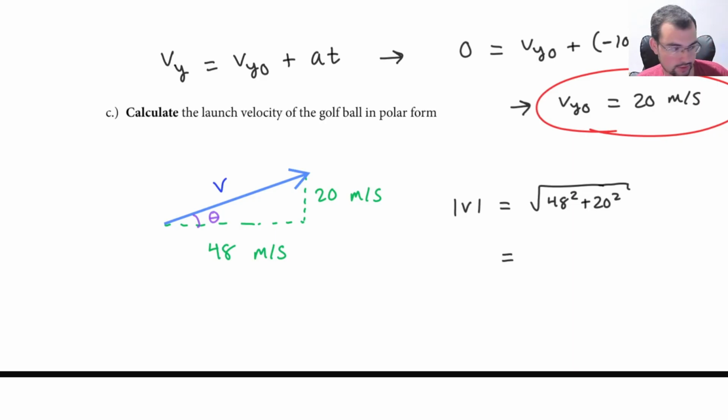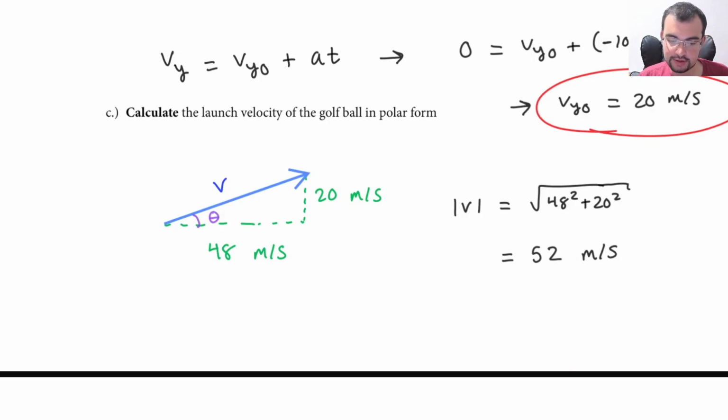Oh, what is this? Is this a new Pythagorean triple? This is a decimal. I'm going to be very sad. 52. Wow. Thank you, me from the past.